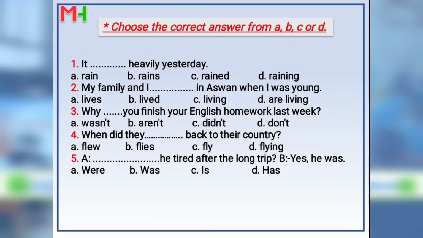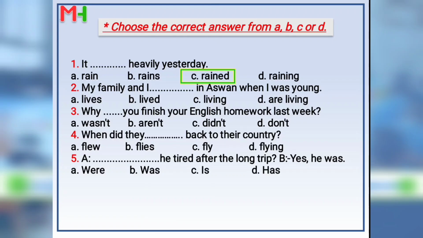Choose the correct answer from A, B, C, or D. Number 1. It ___ heavily yesterday. Yesterday is a keyword to express the past here, so we want a main verb in the second form. Yes, excellent. The answer will be letter C. It rained heavily yesterday.